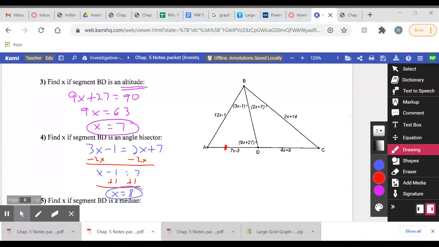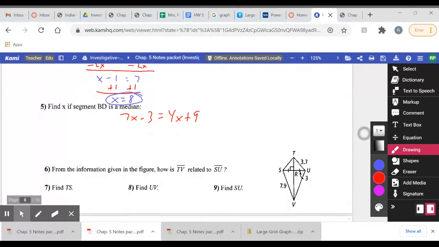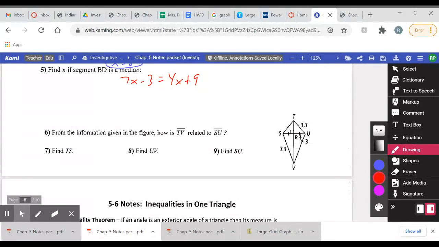So I would know this piece is congruent to this piece. So I should be able to set those equal to each other. 7x minus 3 equals 4x plus 9. And then I can do a true equation. That's my true equation. Now I can solve from there.